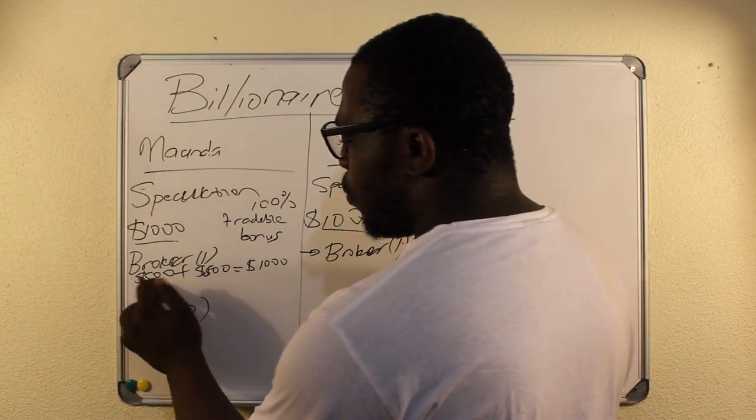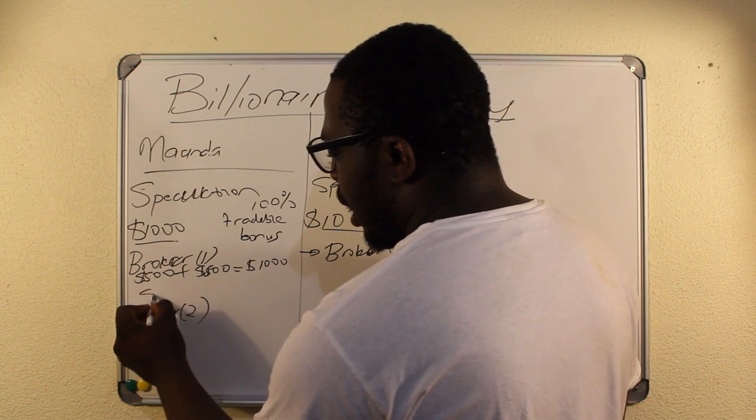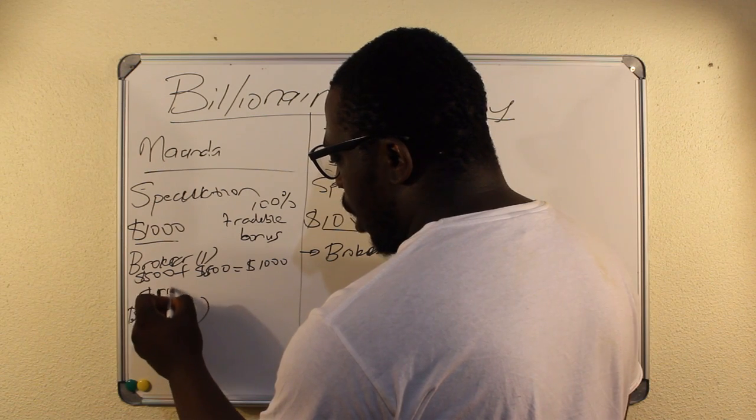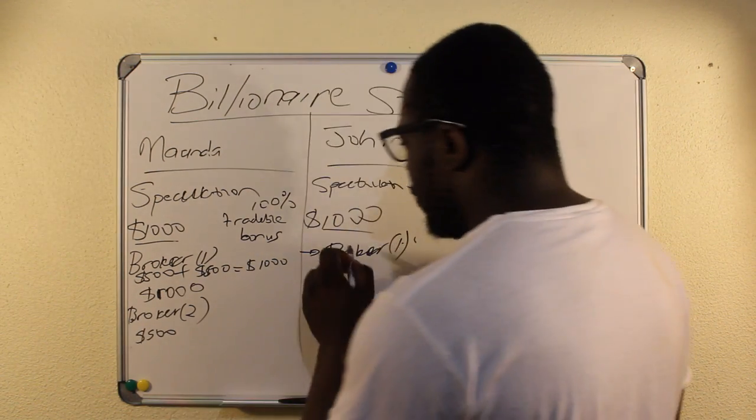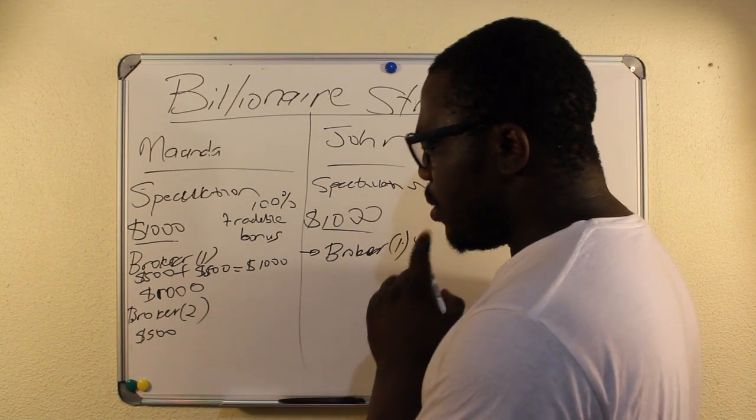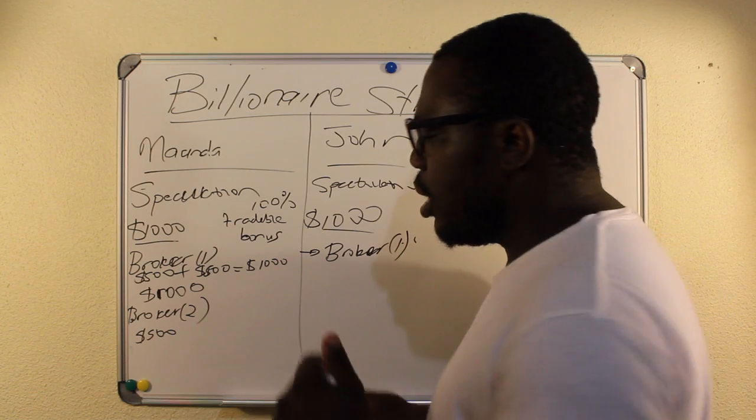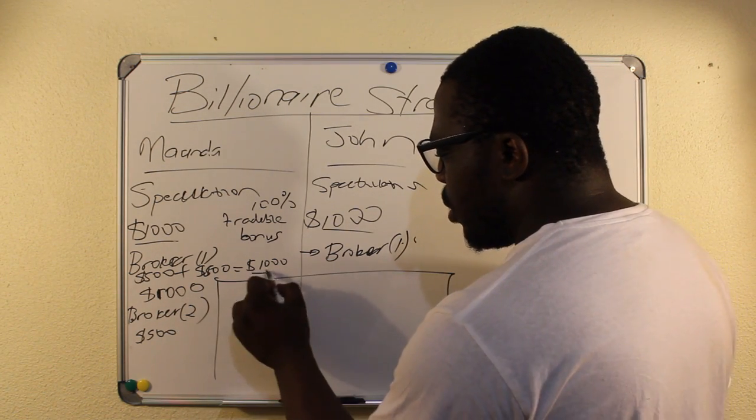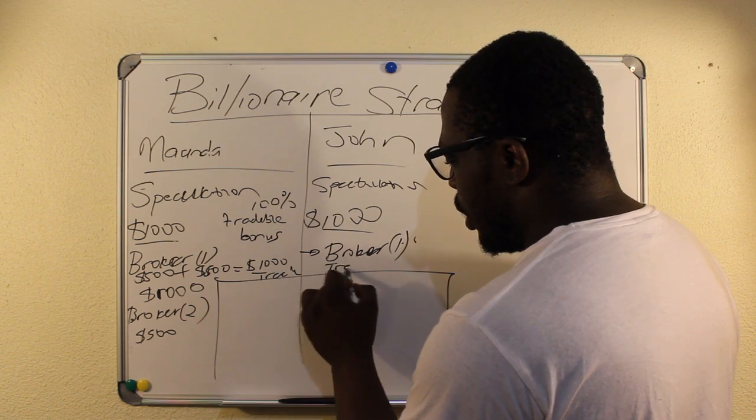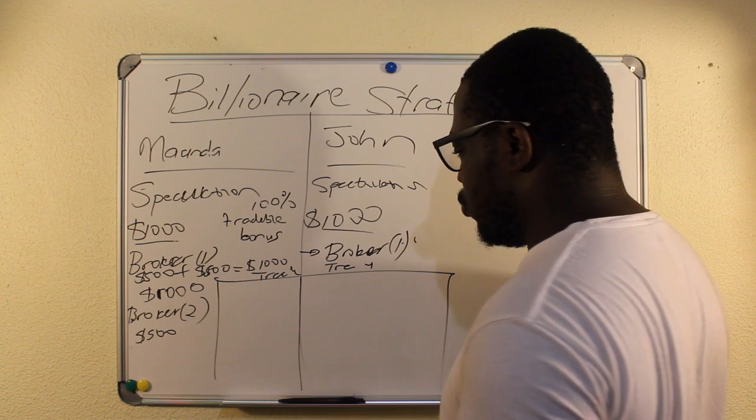So Manda is going to be starting with 1,000. Now, Manda has 1,000 on broker number 1 and 500 on broker number 2. But what happens if both these guys trade the very same way? Let's do it like this. This is where we're going to look at their trades. This column is for Manda and this one is for John.